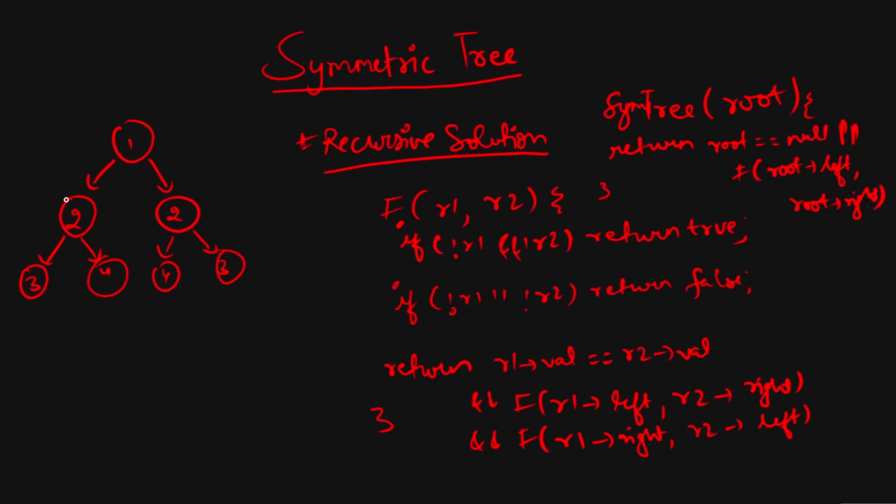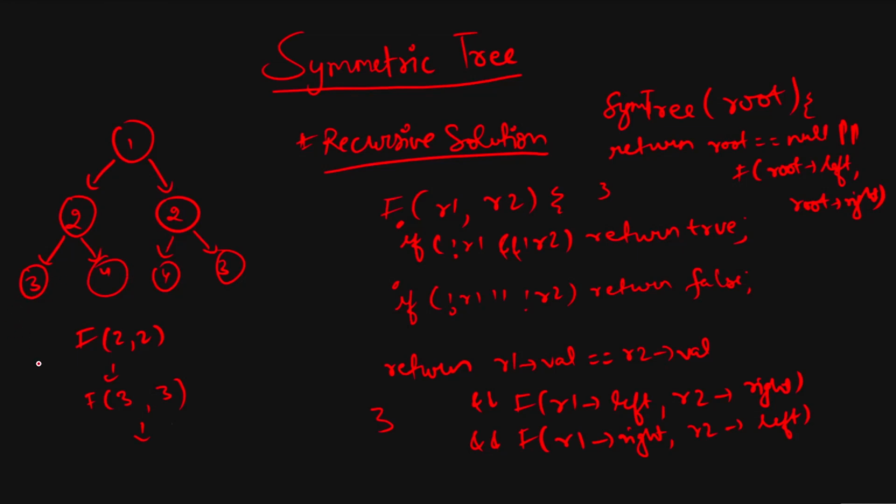So for this F1, how will I call it? It's not null. So I will call this F function with 2 comma 2, and it will check that both of them are not null. So this comes to this condition and their value is equal. Then it calls its left. F1 left is 3, and F2 right is also 3. So they are also not null and their value is also the same. So it will call its left.